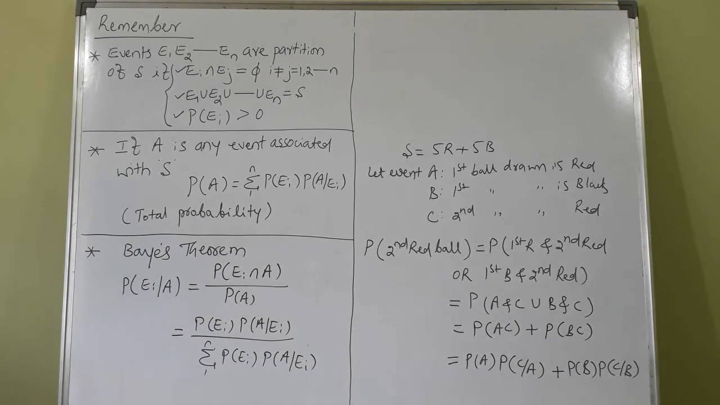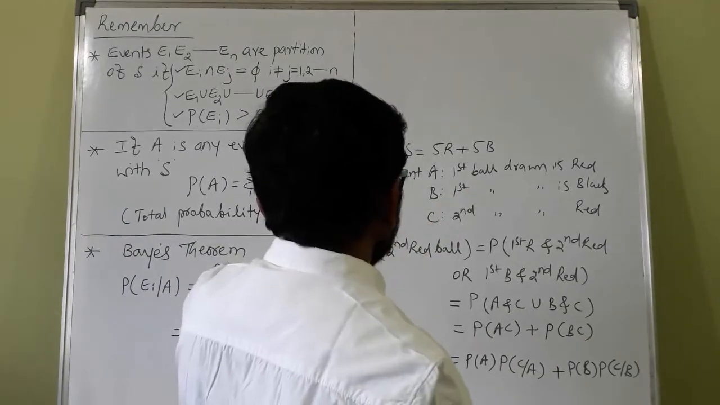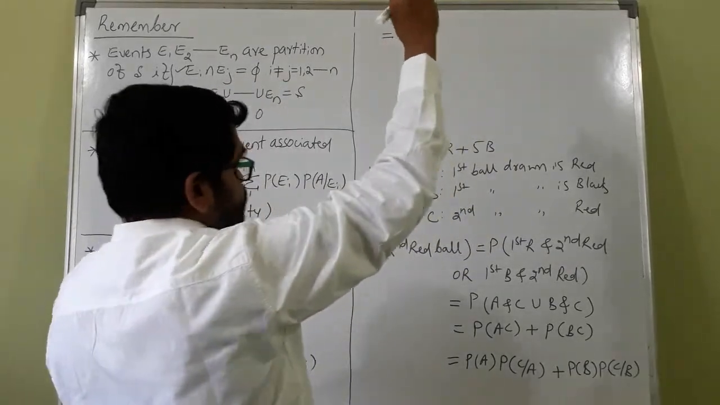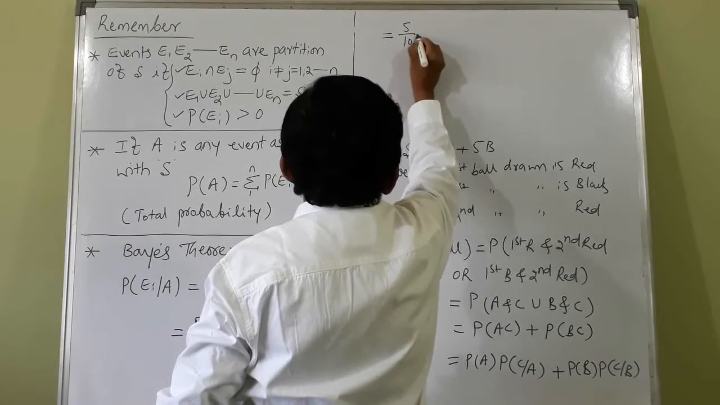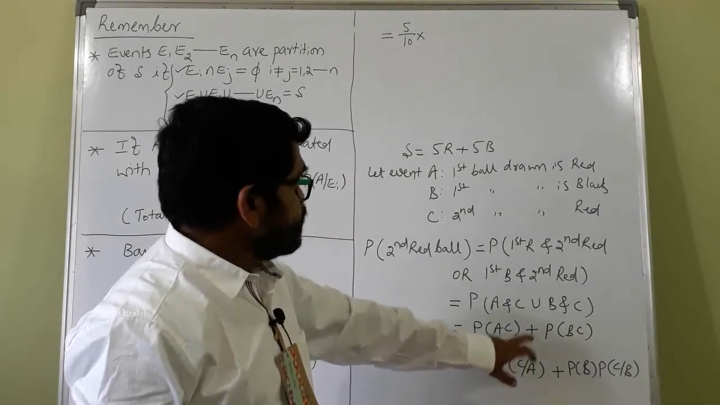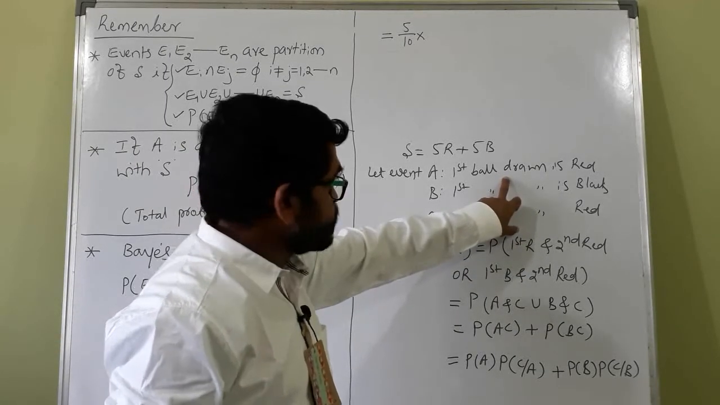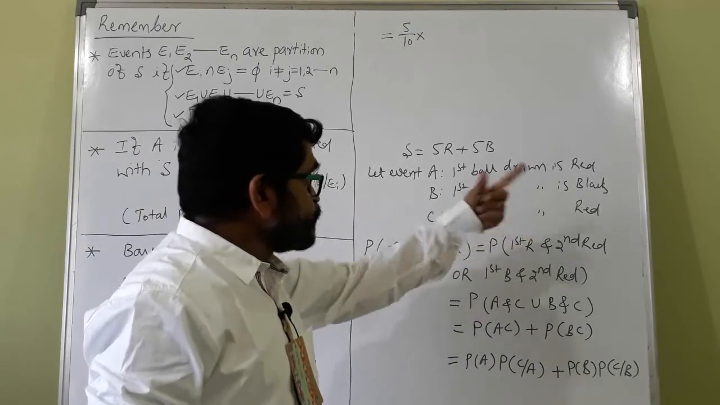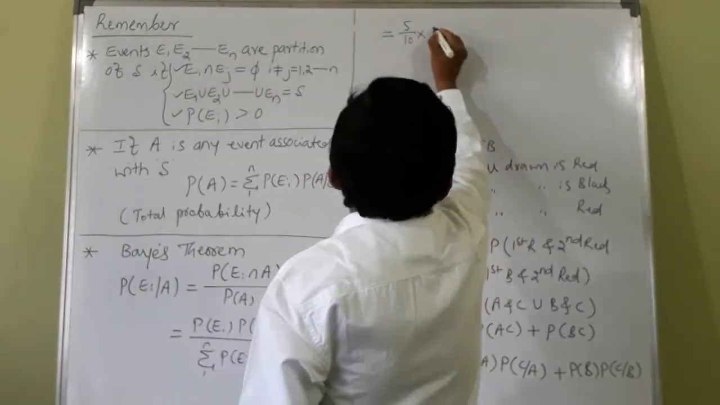What is probability of A into probability of C given A? Probability of A is equal to 5 by 10, into probability of C given A, which means probability of selecting second red given that the first ball drawn is red. You got it? That means if the first ball drawn is red, you are going to add 2 more red colored balls. That means 7 by 12.